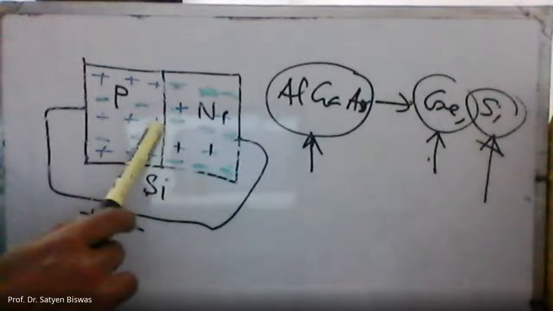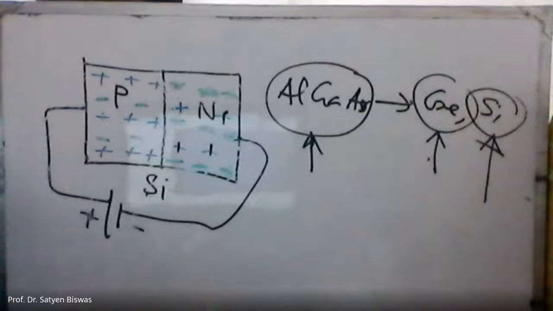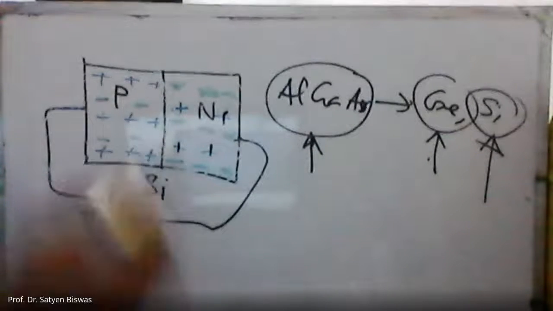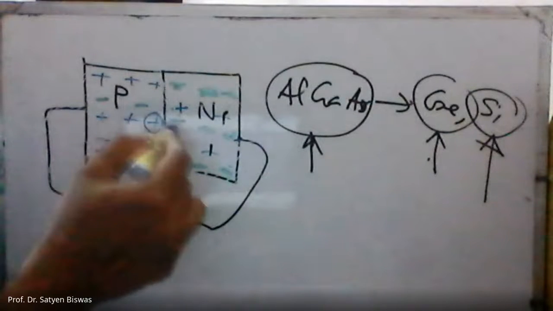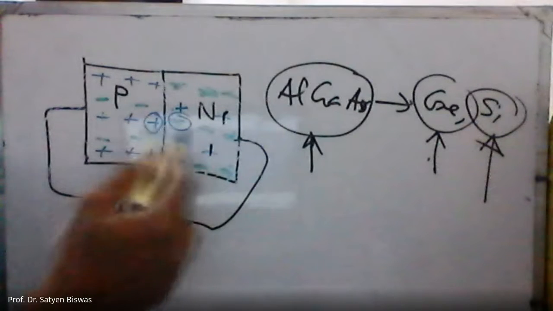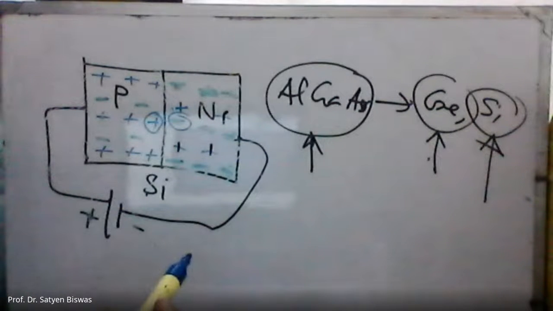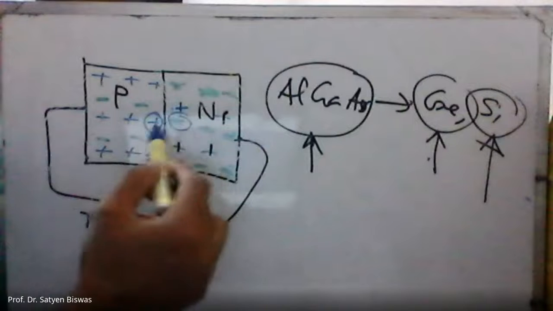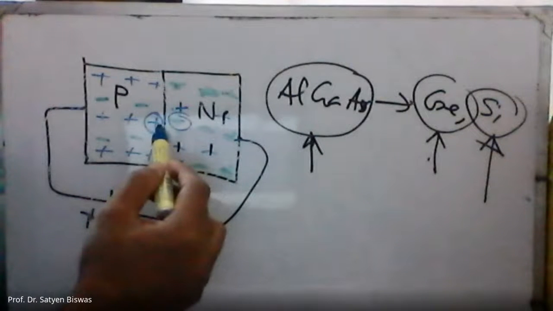If you consider any one set, we can consider, let's say, this one and this one. They will attract each other, so they will try to cross. These holes will try to cross this boundary line.